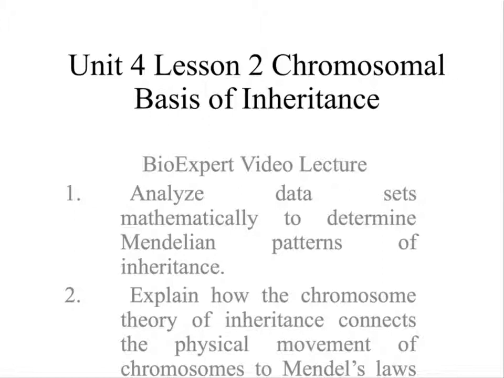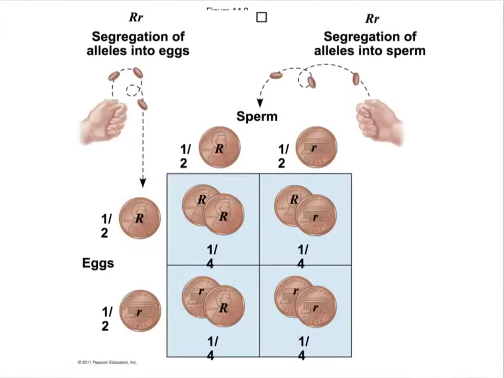How to analyze data sets mathematically to determine Mendelian patterns of inheritance. Explaining how the chromosome theory of inheritance connects the physical movement of chromosomes to Mendel's laws of inheritance. Relating the alteration of chromosome number to genetic disorders. And analyzing sex-linked patterns of inheritance.